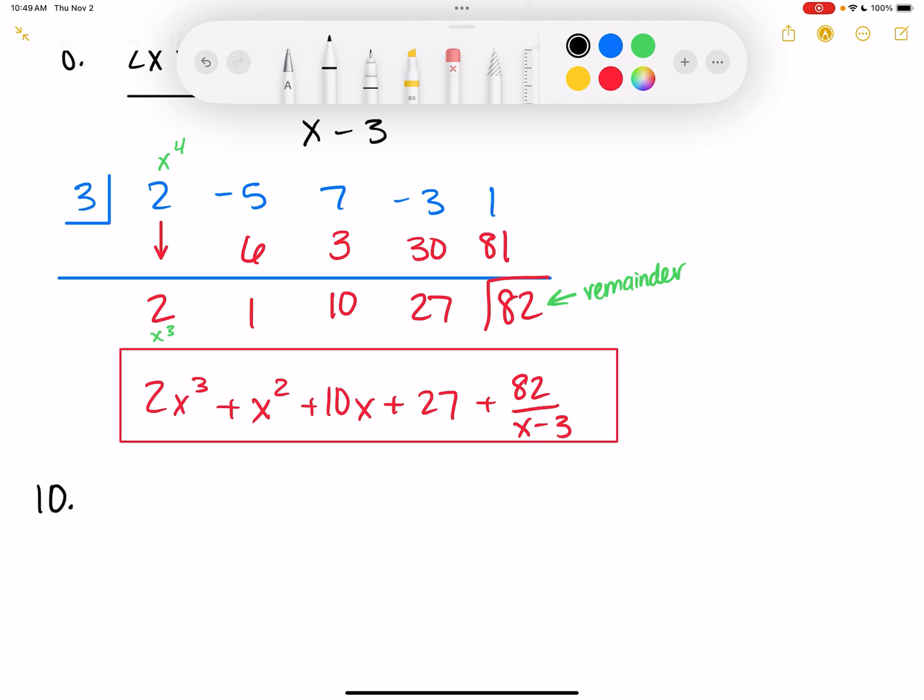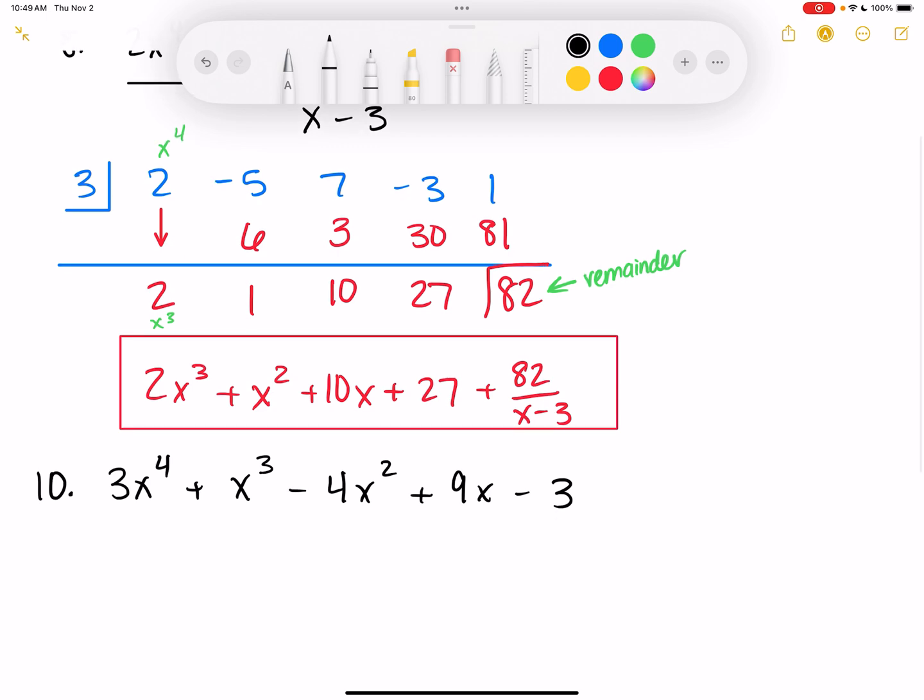I'm ringing a bell, maybe a little bit. All right, 10. 3x to the fourth plus x cubed minus 4x squared plus 9x minus 3. Oh, I guess I should tell you what it's divided by. Might be useful information. And it's divided by x plus 5. So what's going in my box in the top left corner? Negative 5. Is it because it would be like the 0 of the thing you're dividing by? Basically, yeah.